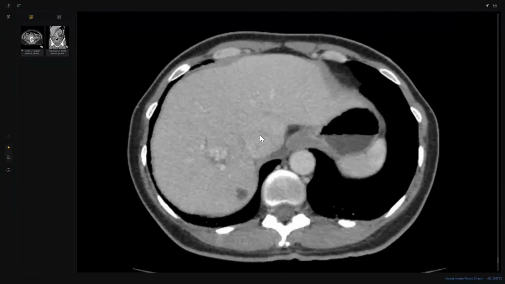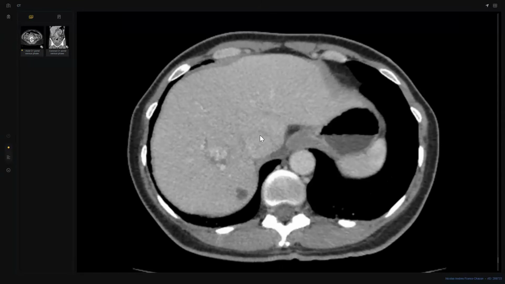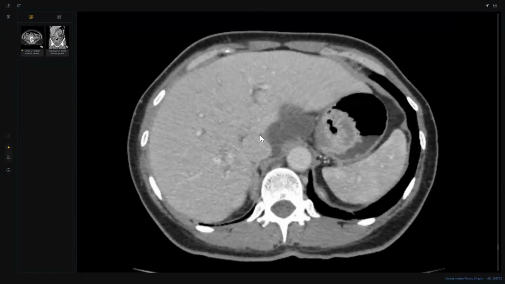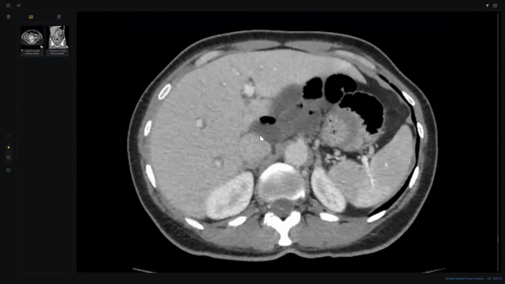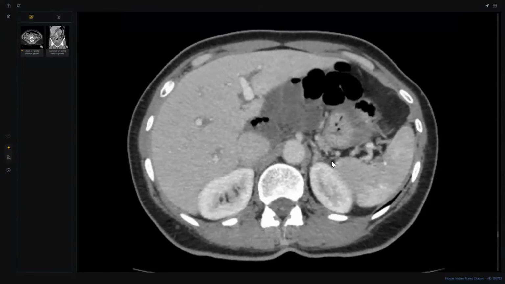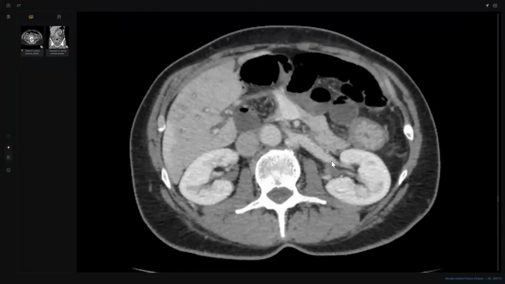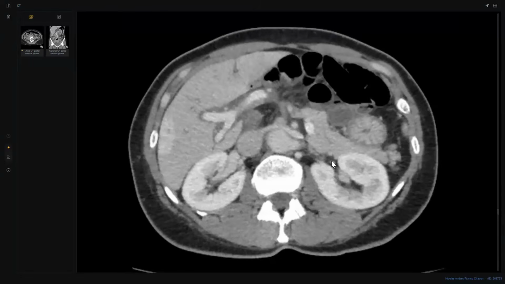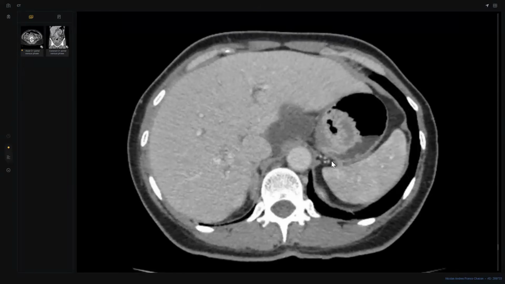I can see there is a focal lesion in the liver. It shows nodular peripheral enhancement. I will review it in other sequences. It could be an incidental hemangioma. Now I'm looking at the pancreas.